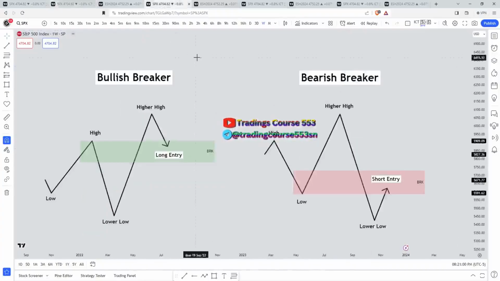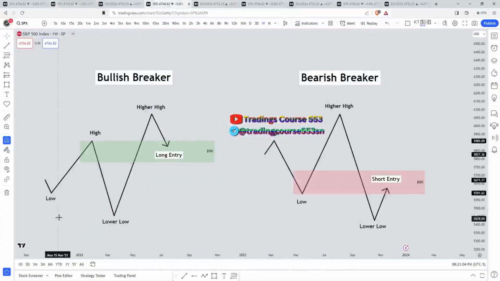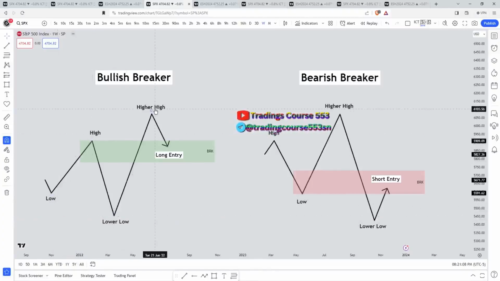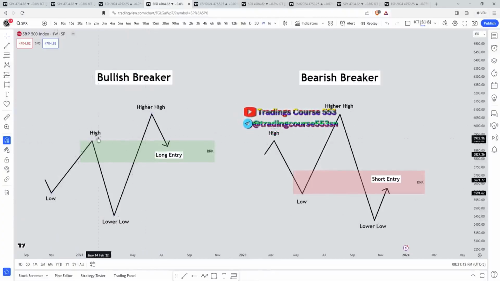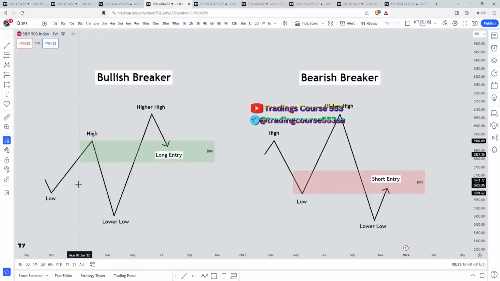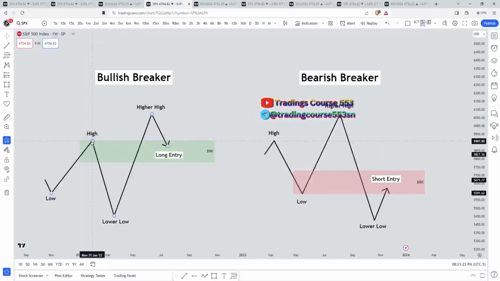Now we can move on to breakers. We have the bullish and bearish breaker. In a bullish breaker, price creates a low, a high, a lower low, then a higher high. Once it creates the higher high and price closes above this previous high right in here, you're hunting for an up close candle or consecutive up close candles in the price leg that creates the high.